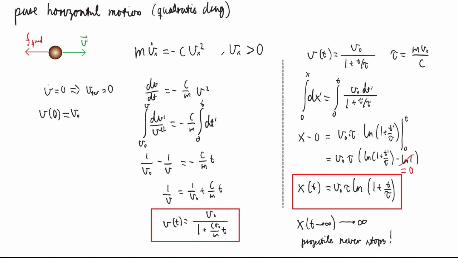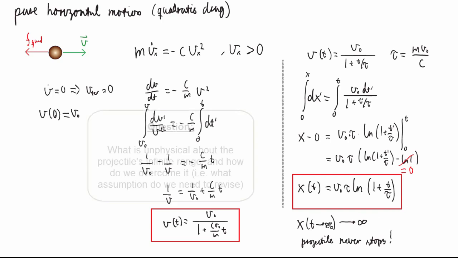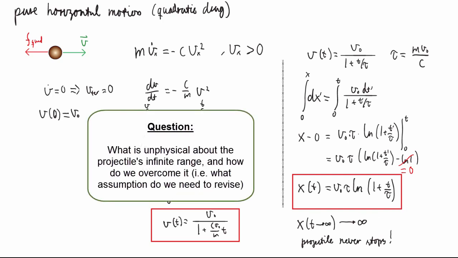The question I'm going to give you now is, why is this unphysical, and how do we overcome it? So I'm going to ask you something we're going to go through in class. So here's a question for you to answer. Again, this solution indicates that this projectile never stops, which is unphysical. So what assumption did we make that led to this unphysical result, and how do we properly overcome it?